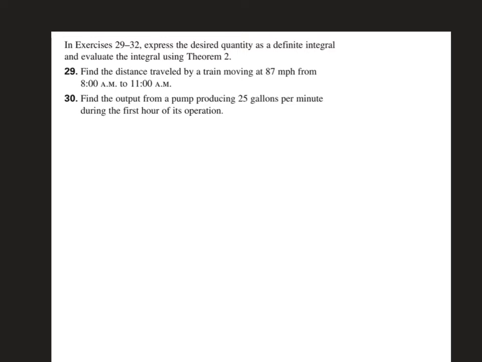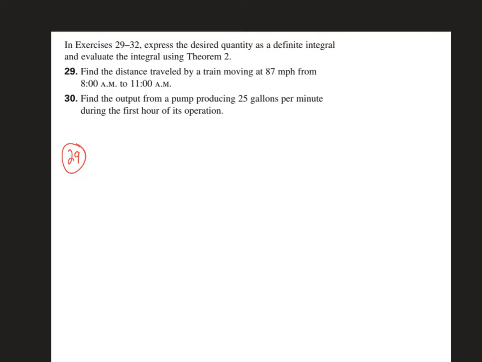For these problems it says express the desired quantity as a definite integral and then evaluate the integral using theorem 2. Theorem 2 is just the theorem that shows you how to evaluate integrals of constants. So you can look in the book, look at theorem 2. Find the distance, so 29. It says find the distance traveled by a train moving at 87 miles per hour from 8 a.m. to 11 a.m.